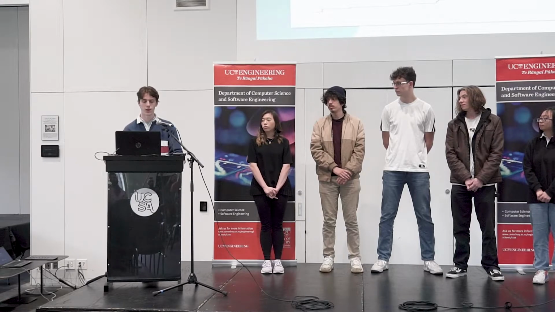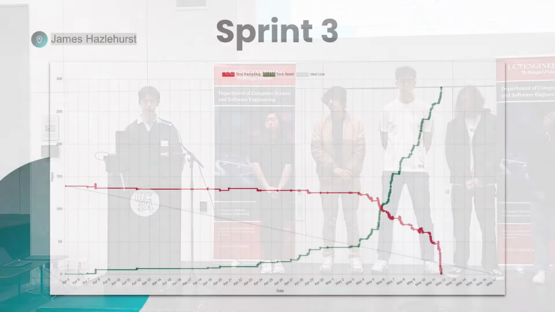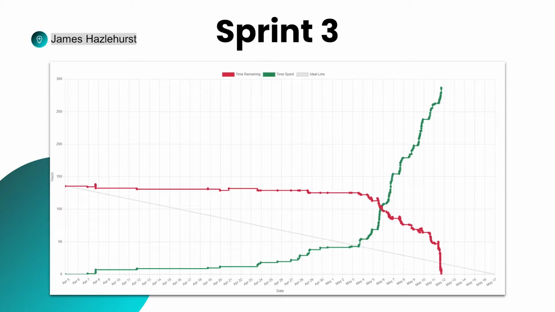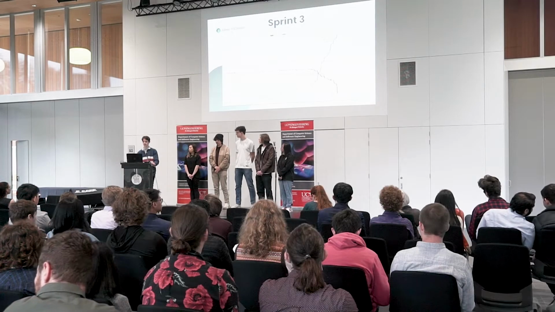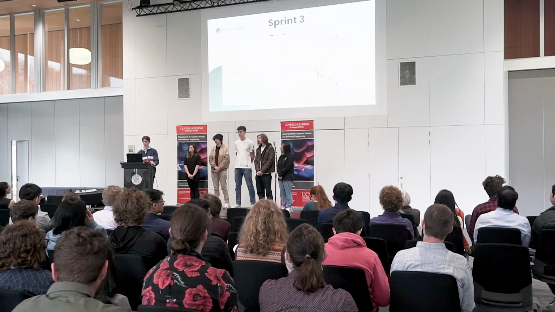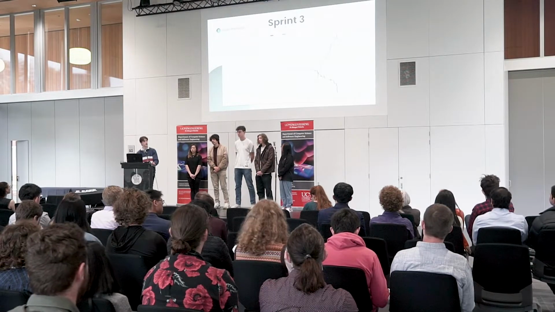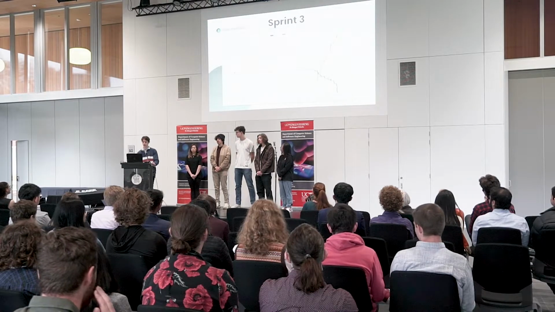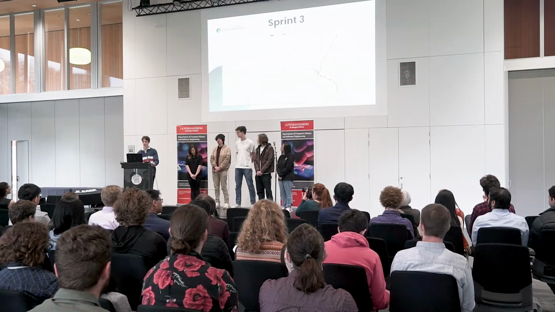Now we're going to look at some of our burn down charts. A burn down chart tracks the team's progress throughout the sprint. The green line shows how much work the team has done, and the red line shows how much work still needs to be done. Ideally, the team is working consistently throughout the sprint, so the red line should follow quite closely to the grey line. Whoops, in Sprint 3 we didn't do too well, and this was mainly because our planning was insufficient.